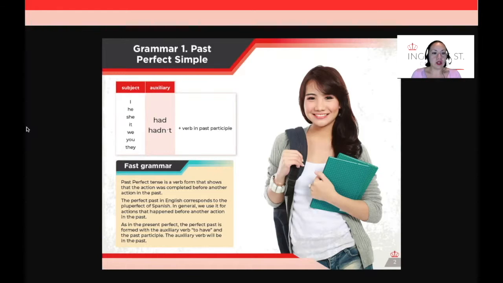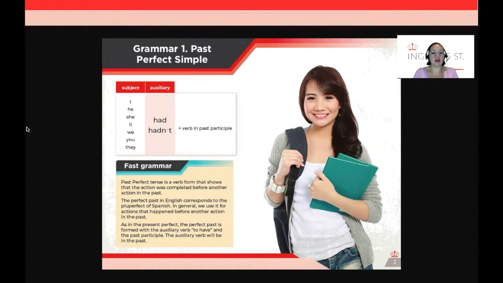Very good. So Jesus, can you please read the fast grammar? Sure. Past perfect tense is a verb form that shows that the action was completed before another action in the past. The perfect past in English corresponds to the pluperfect in Spanish. In general, we use it for actions that happened before another action in the past. As in the present perfect, the perfect past is formed with the auxiliary verb to have and the past participle. The auxiliary verb will be in the past.